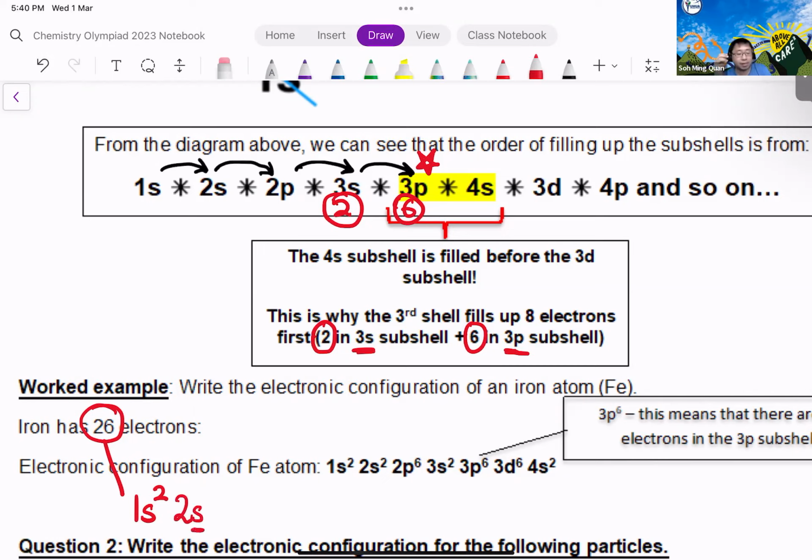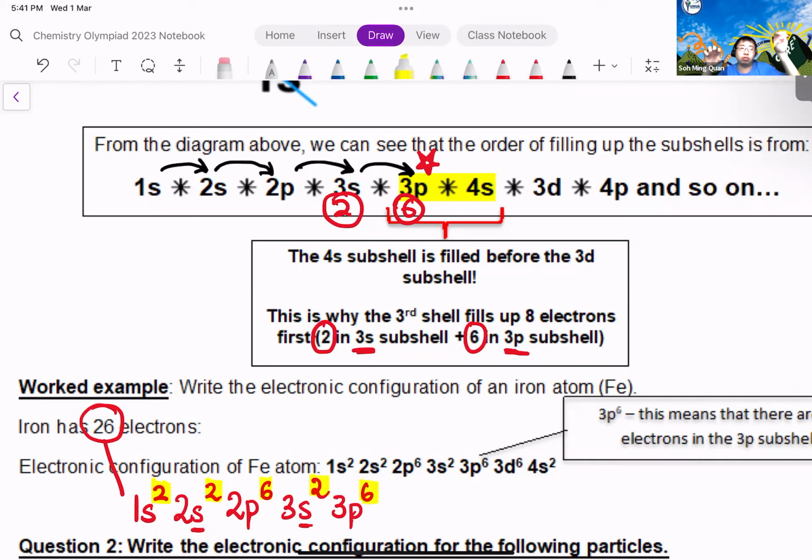2s is also s. S is always 2 maximum. 1s2, 2s2. After 2s is done, you go to 2p. 2p, 6 is the maximum. 2p is done, you go to 3s. S again, 2 is the maximum. After 3s is done, you go to 3p. 6 is the maximum. So at this stage, you have to start counting 2, 2, 6, 2, 6.